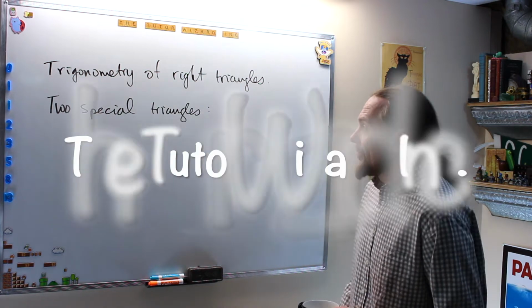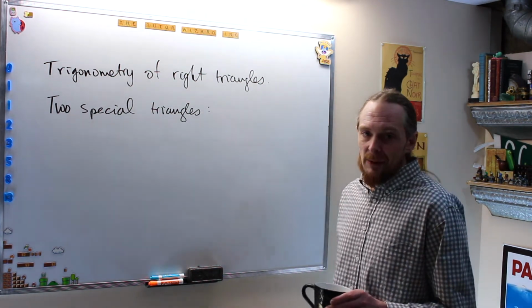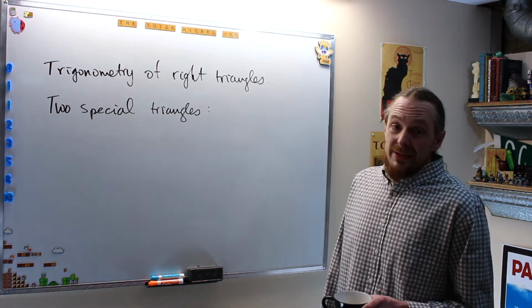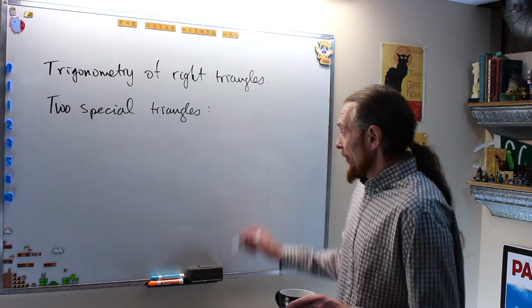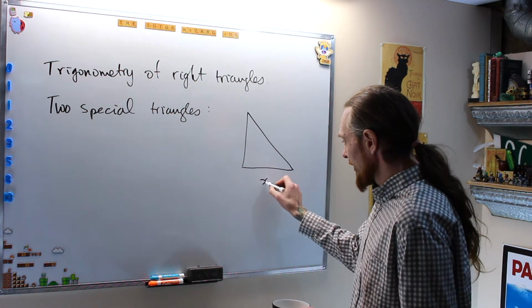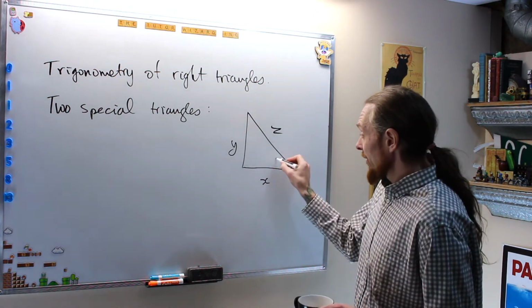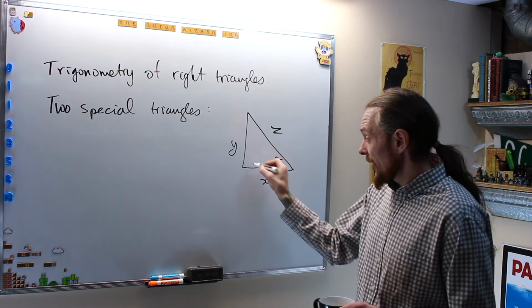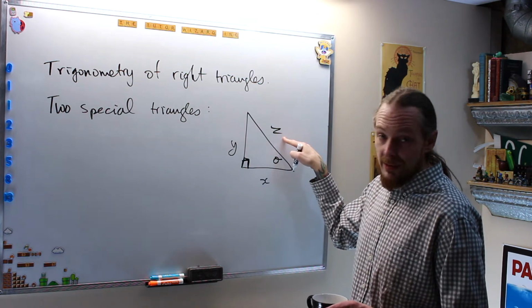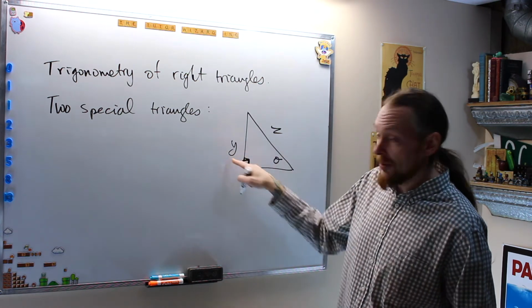So what we're going to do is some trigonometry of right triangles. I'm going to do a couple different examples, but the first one I like to do is these two special triangles. So first of all, what is trigonometry of right triangles? If you have a right triangle, usually we label these as X, Y and Z, or A, B and C. What we're saying is if you have an acute angle in a right triangle, so a right triangle means one of them is 90 degrees, the hypotenuse is always the largest side standing opposite to 90 degrees, and then we have two legs.